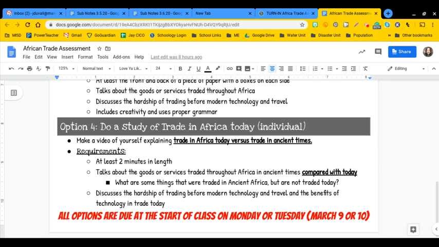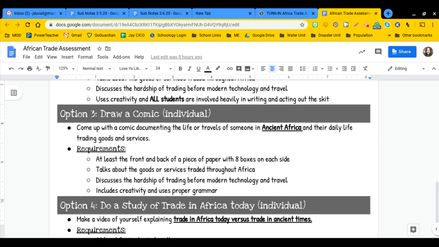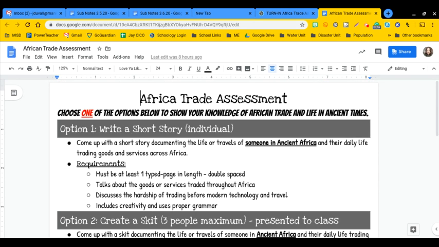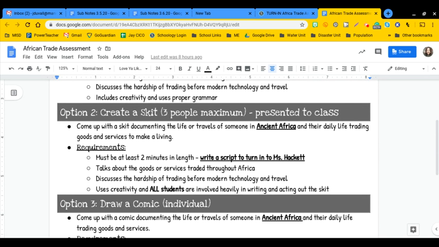Make sure to include how modern technology and travel have benefited trade today and how that has maybe increased trade or made it better. So that's pretty much it. Hopefully that was a good description of what each option is. If you are still confused about what you're supposed to be doing, you can send me an email. I will be checking that periodically throughout the day.